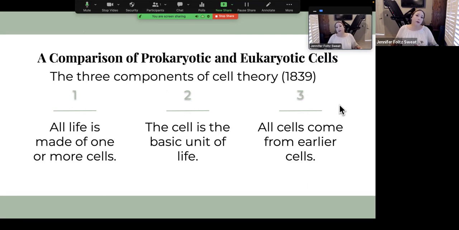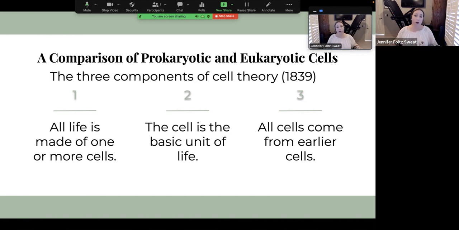Cell theory was developed in 1839 by Thomas Schwann. Now, prior to him coming up with cell theory, Robert Hooke in the late 1600s actually discovered cells. So he was looking at cork, which is part of bark, and he noticed these rectangular structures. Those are what plant cells look like. They look like rectangular structures. He thought they looked like cells or rooms, so he called them cells.